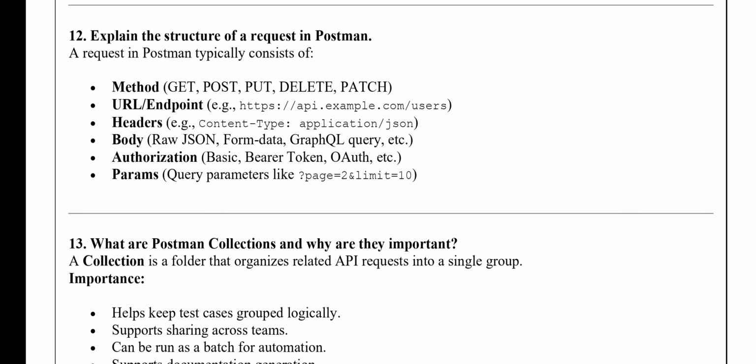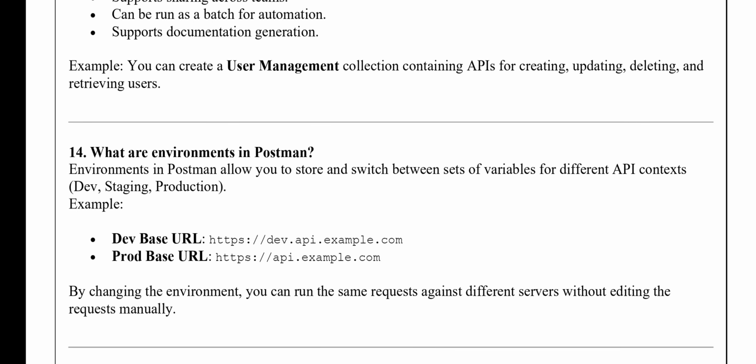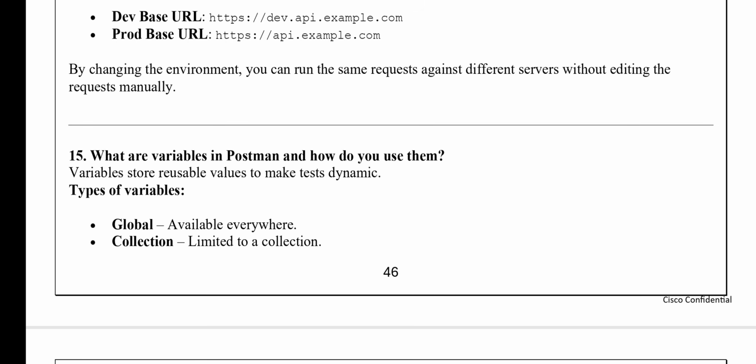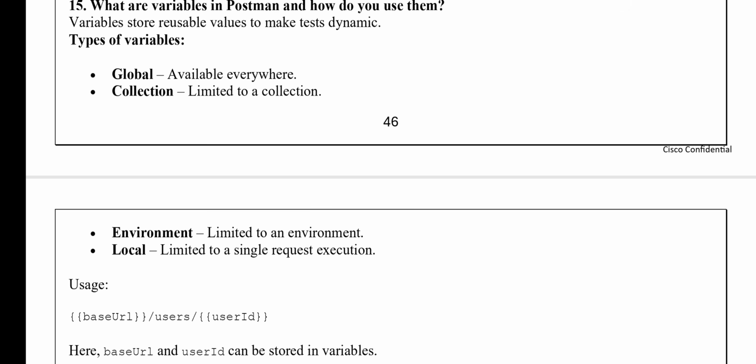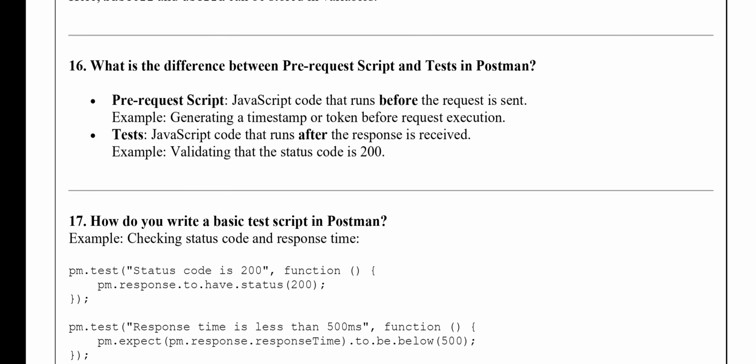Explain the structure of a request in Postman. What are Postman collections and why are they important? What are environments in Postman? What are variables in Postman and how do you use them? What's the difference between pre-request script and test in Postman?